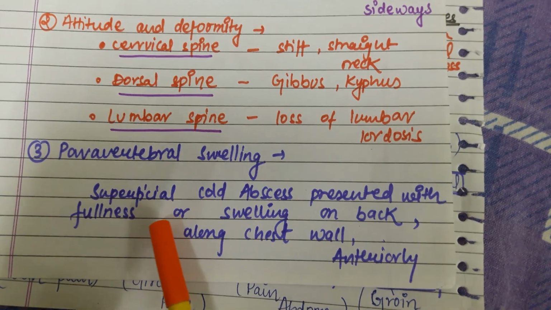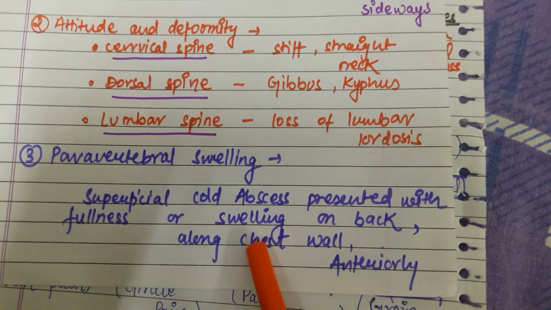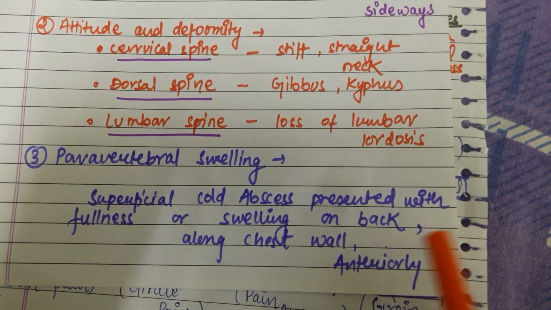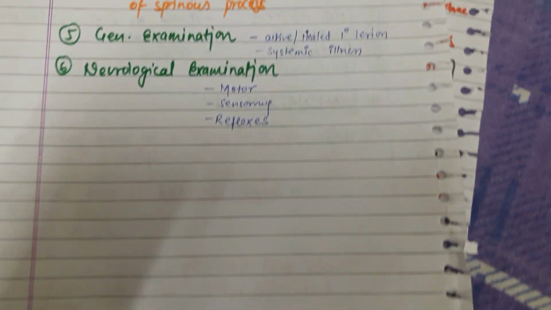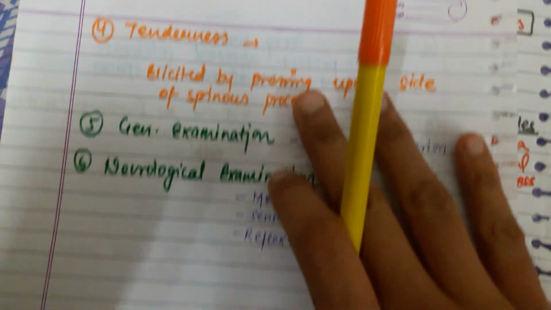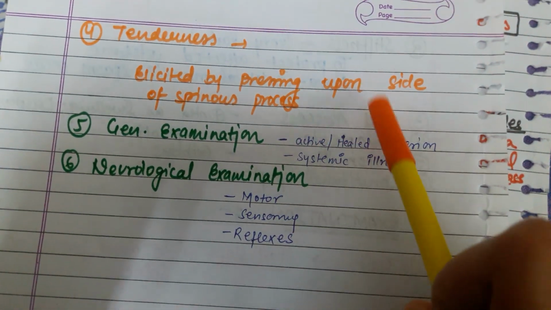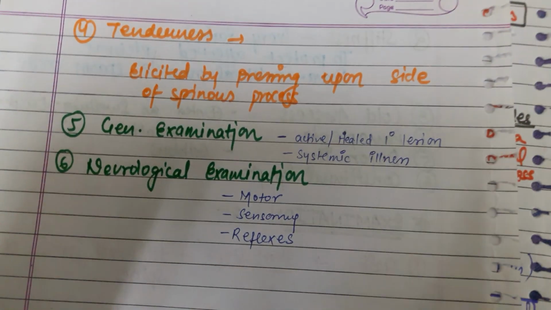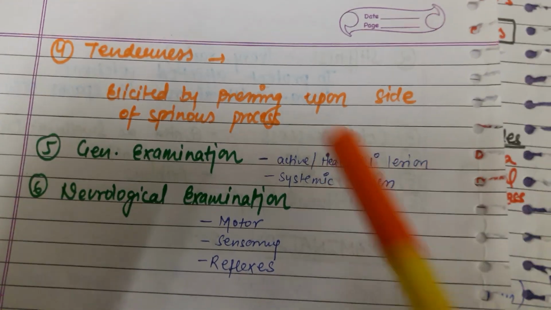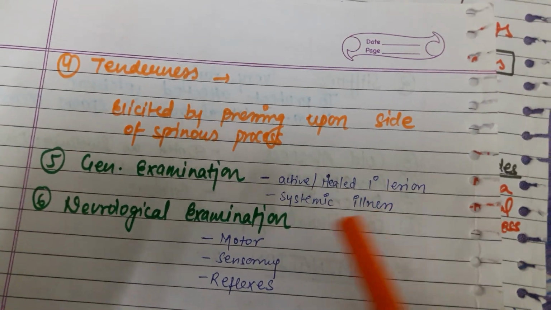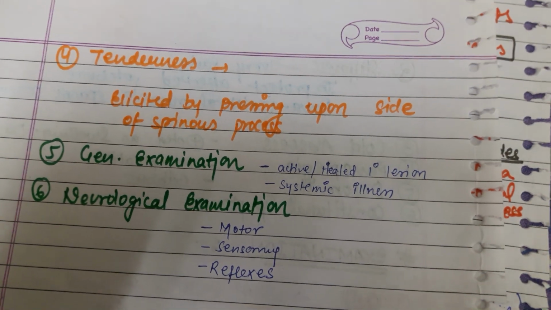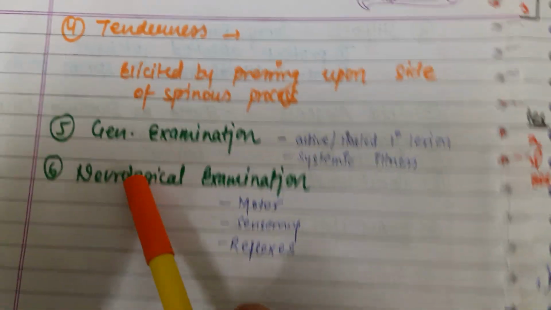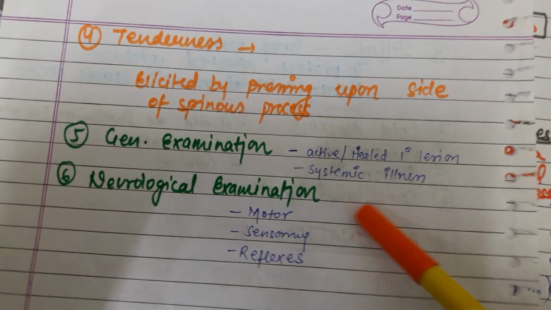Paravertebral swelling, superficial cold abscess presents with fullness or swelling on the back, along chest wall or anteriorly. Now tenderness, elicited by pressing upon side of spinous process. General examination, active or healed primary lesions or any systemic illness can be observed like diabetes. Neurological examination, motor, sensory and reflexes are examined.